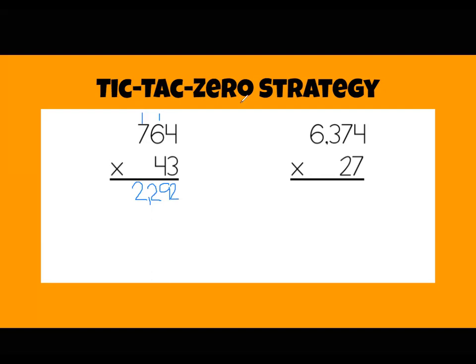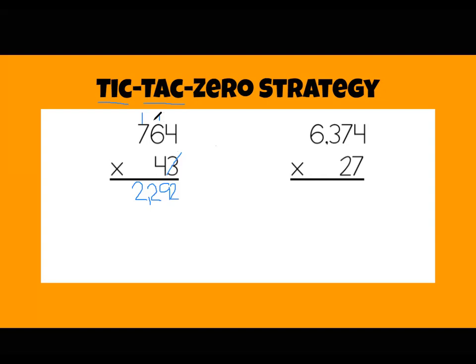Now we're going to use what I call the TIC-TAC-ZERO strategy. And this just helps us remember to cross out what we're finished with, so that way we are less likely to make a careless mistake and try to multiply by the wrong number or add something again after we've already added it. So when we say tick, we're going to cross out that ones place. We're finished with the ones place. We don't need to multiply by that 3 anymore. So crossing it out is going to help us remember that we don't need to multiply it by anything else.